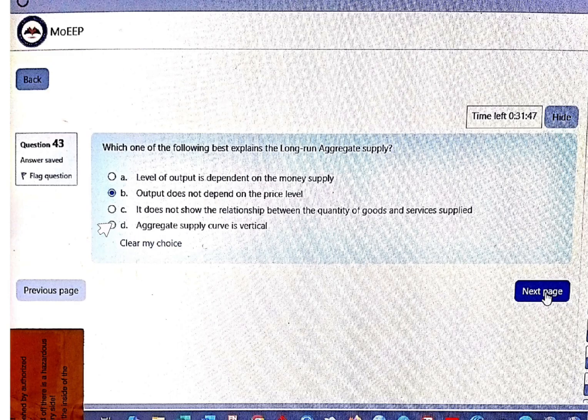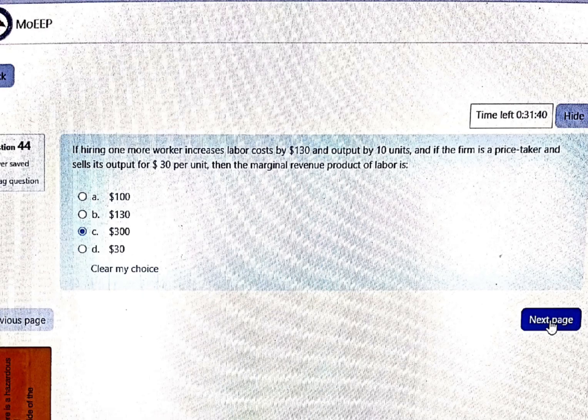Okay, question 44. If hiring one more worker increases labor cost by $130 and output by 10 units, and if the firm is a price taker and sells its output for $30 per unit, then the marginal revenue product of labor is A, $100; B, $130; C, $300; D.